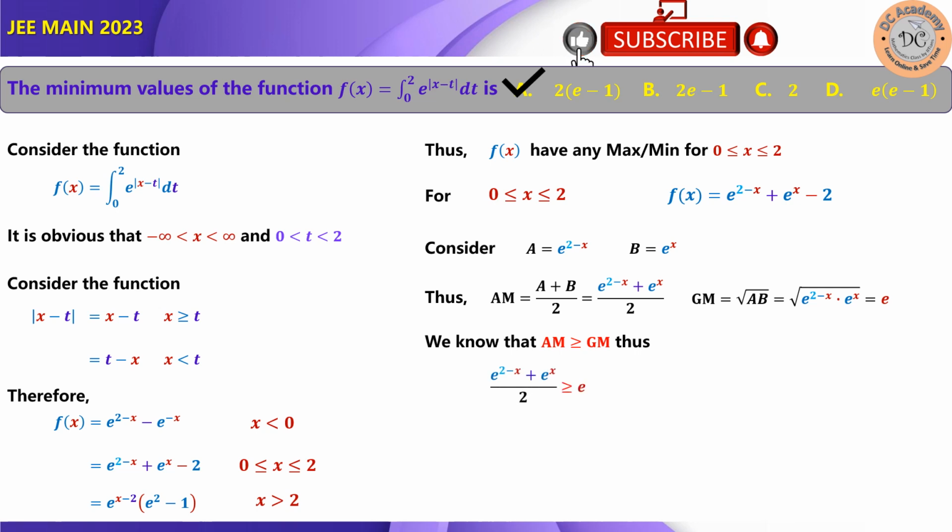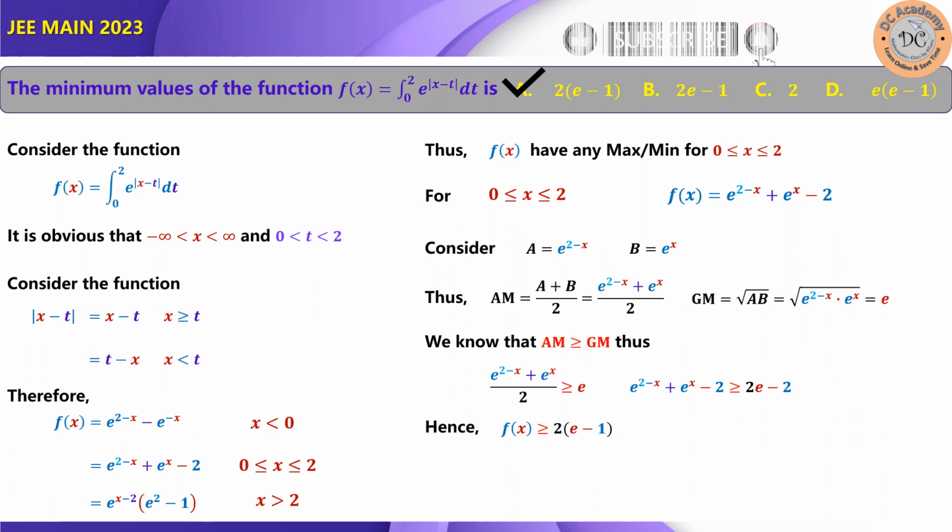So therefore (e^(2-x) plus e^x) divided by 2 is greater than or equal to e, which states that e^(2-x) plus e^x minus 2 is greater than or equal to 2e minus 2. How do we find this? You can see that we just do cross multiplication, and then subtract 2 from both sides. So therefore we can say that f(x) is always greater than or equal to 2e minus 2.